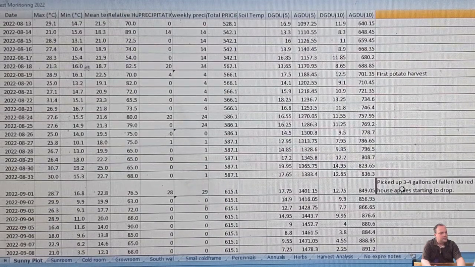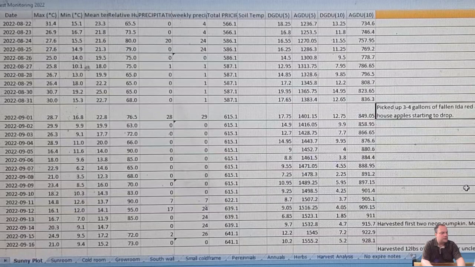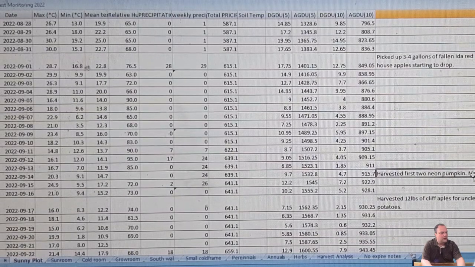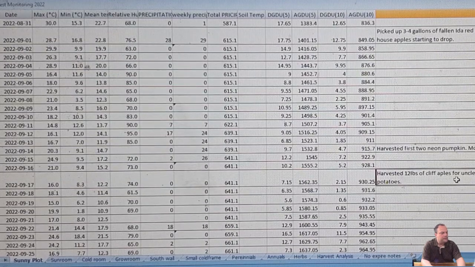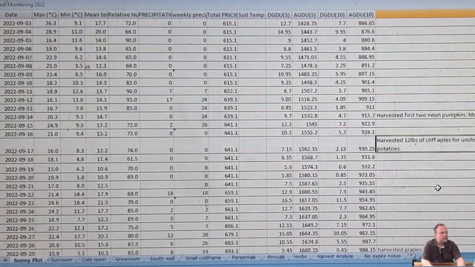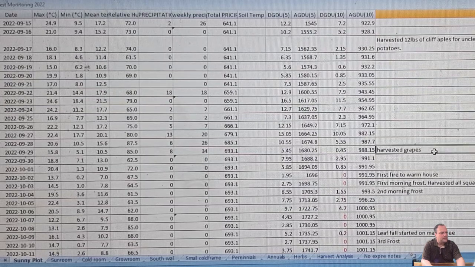Picked up 3 to 4 gallons of Vita Red apples. And the Henhouse apples were starting to drop at that time. Harvested 2 neon pumpkins, mostly green but turning color. Harvested 12 pounds of Cliff apples for Uncle Eric. They still hold onto the tree well. Harvested russet potatoes. Harvested grapes. First fire to warm the house.